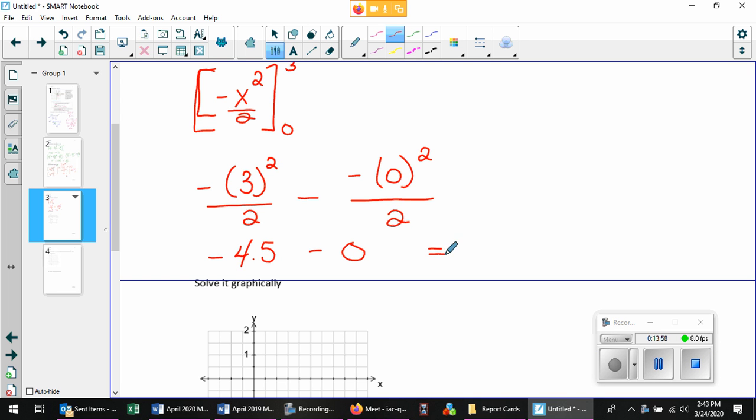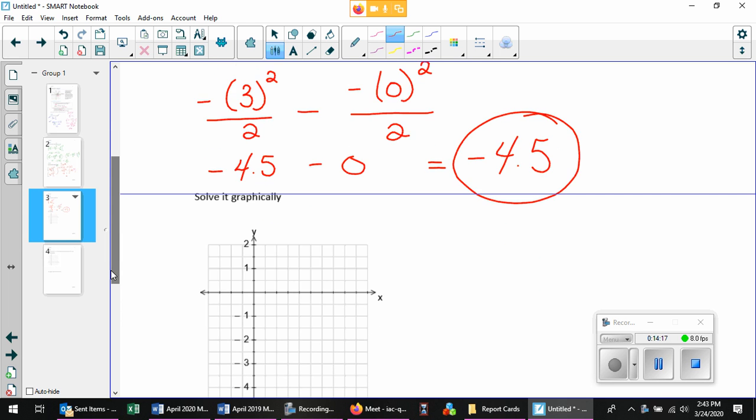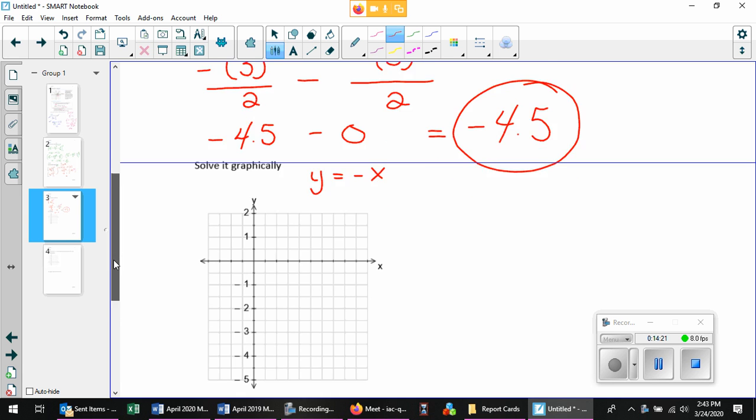So that's going to give me an area of negative 4.5. That's weird, the first time we're seeing a negative area. But I'll show you, this one works out nicely because it's a linear function. So I'm going to show it to you. What we're going to do is graph the derivative. So we're going to graph y equals negative x.